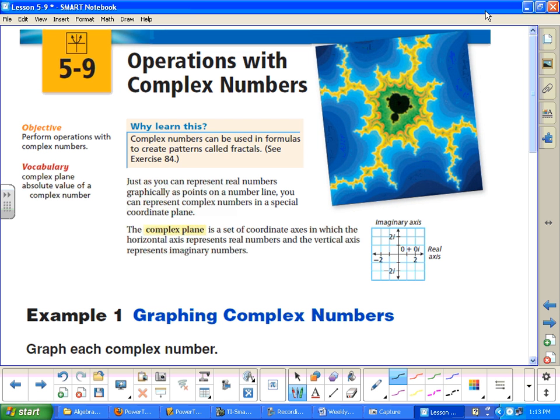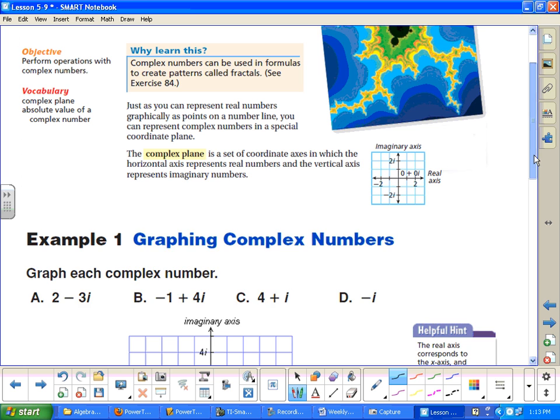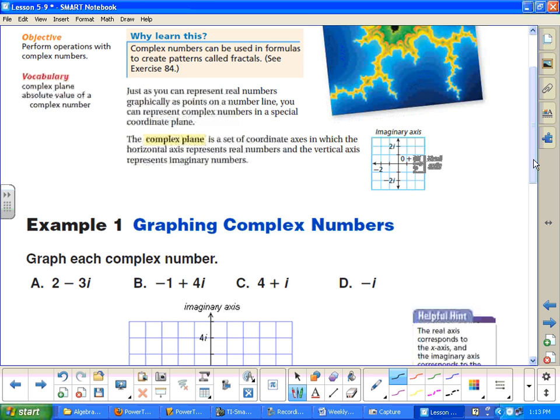Just as you can represent real numbers graphically as points on a number line, you can also do that with complex numbers in a special coordinate plane. The complex plane is a set of coordinate axes in which the horizontal axis represents real numbers and the vertical axis represents imaginary numbers. So here's the real axis, and then the imaginary axis is actually the y-axis.